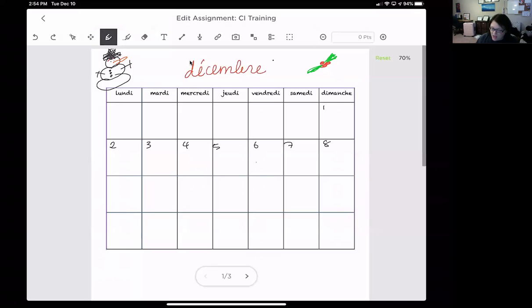So the first one I might talk about is, oh, Saint-Nicolas, Saint-Nicolas, c'est le 6 décembre. And then I'll tell them in French, find the 6 décembre on your calendar. Find it, point to it, circle it, and then they circle it, and then we talk about Saint Nicolas and what they do on Saint Nicolas. He's a saint, patron saint of children, and he comes and he visits and he puts candies in their souliers. So then I do my best to draw soulier, slippers.